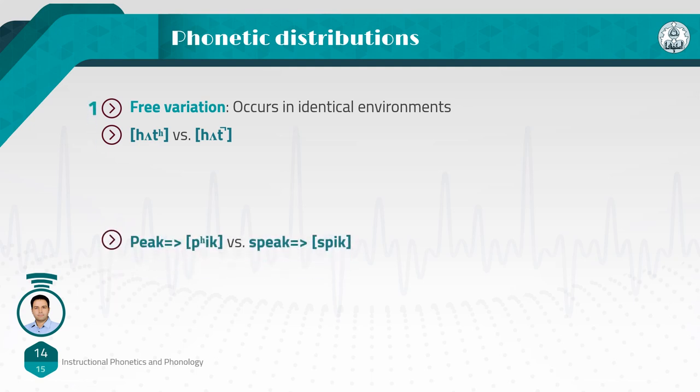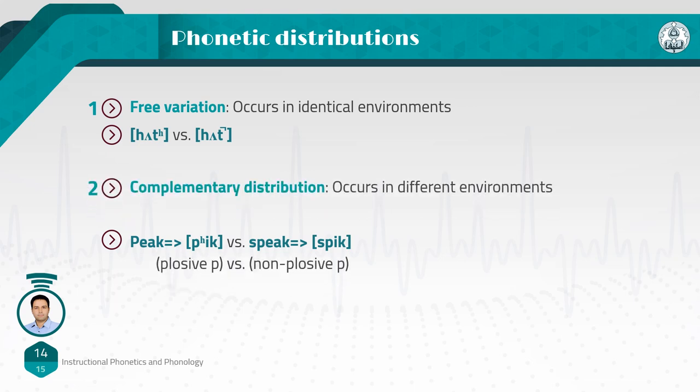And the next distribution is called complementary distribution. Complementary distribution occurs in different environments, in sounds like, for example, peak and speak. If you pay attention, you can see a superscript h at the top of P in peak. When I say peak, you hear again a puff of air and it is a plosive P. Yes, as in stop. P, P, you can hear it. But in speak, this P is not plosive. You don't say speak with a puff; you say speak, but you say peak.